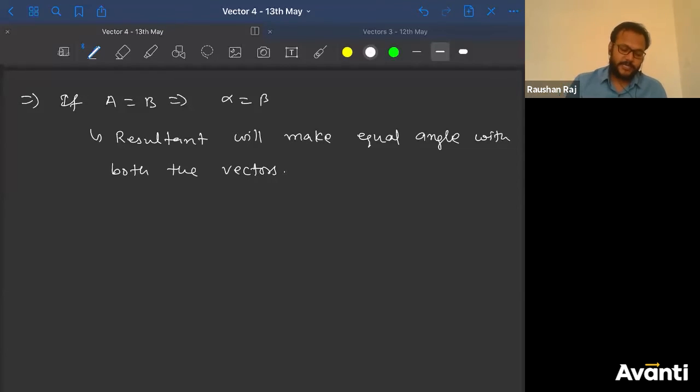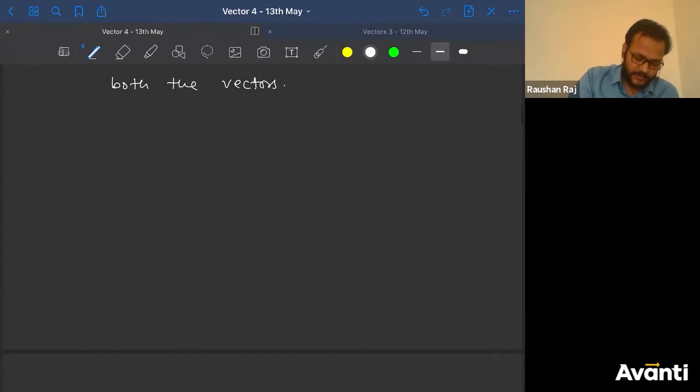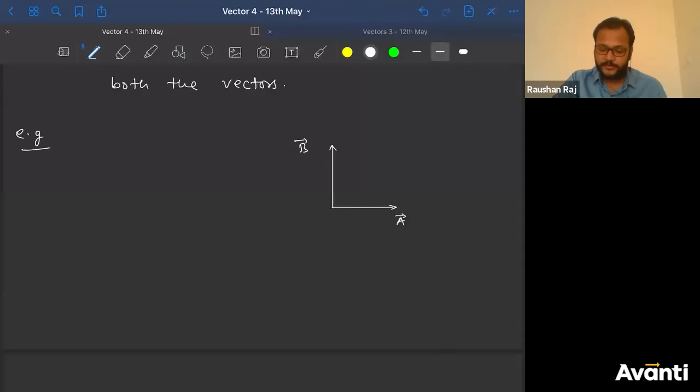Okay, very good. So this is understood by everyone. Let me take a small example for perspective. I know this is not a very good example, but let me take a small one. Let's say this is vector A and this is vector B. The angle between them is 90 degrees, and the magnitude of A is 10 units and B is also 10 units. Tell me what will be the resultant.